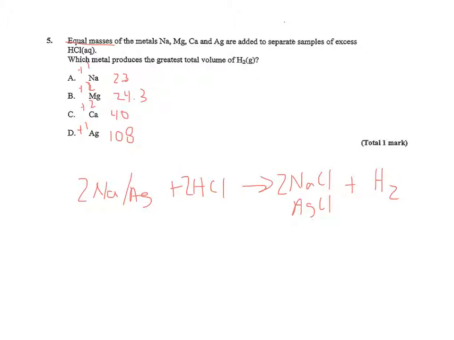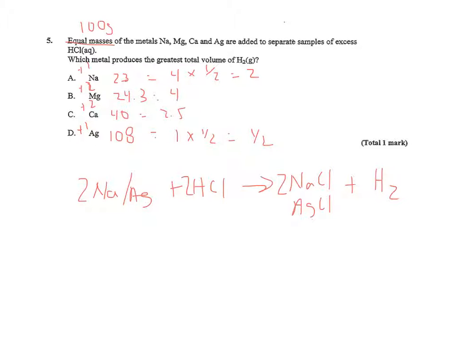So what I did is I thought about this being 100 grams. If it's equal masses, I'm going to pick an easy mass, 100 grams. So my Na is about 4 moles. My Mg is about 4 moles. My calcium is about 2.5, and my silver is about 1. But for my Na and my silver, 4 moles is only going to give me 2 moles of hydrogen. And in the case of Ag, it's only going to give me half a mole of hydrogen.